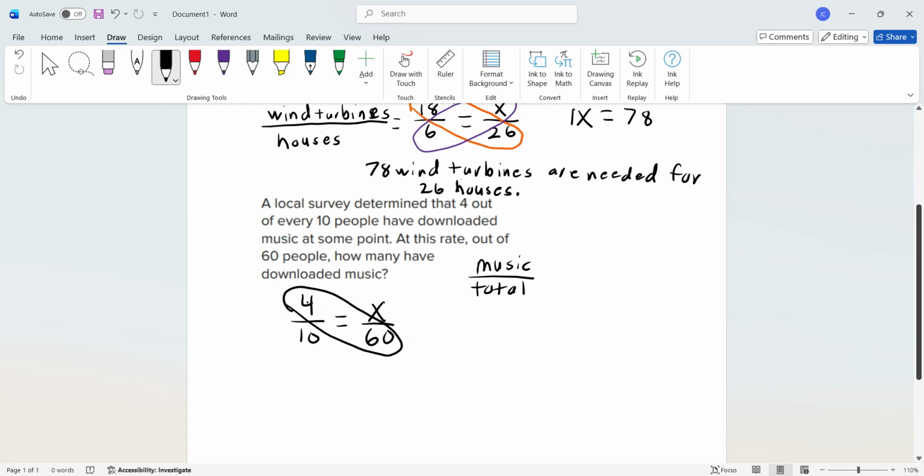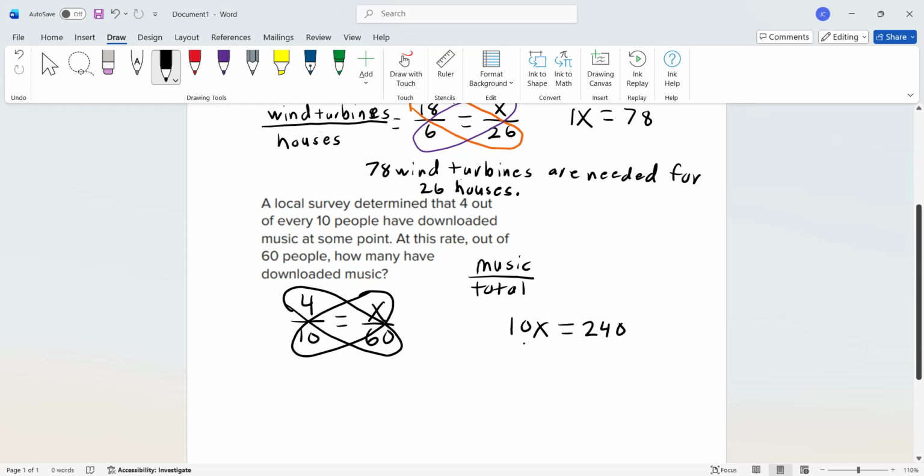So I look here and I have my 4 times 60. So 4 times 60 gives me 240. Then I do the other side. I do 10 times x. 10 times x gives me 10x. Now we just solve. I have my numbers on the right side, that's 240, and I have my variable on the left side, which is 10x. But I have to get that 10 to the other side.